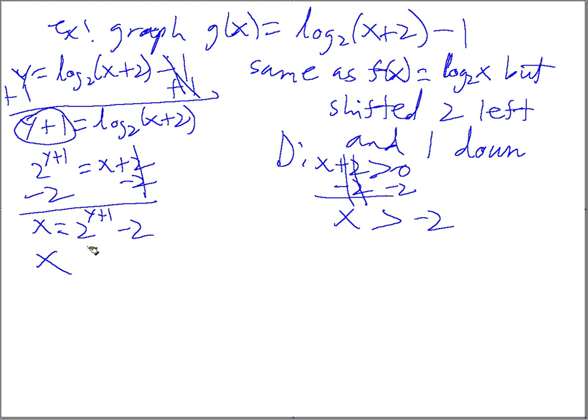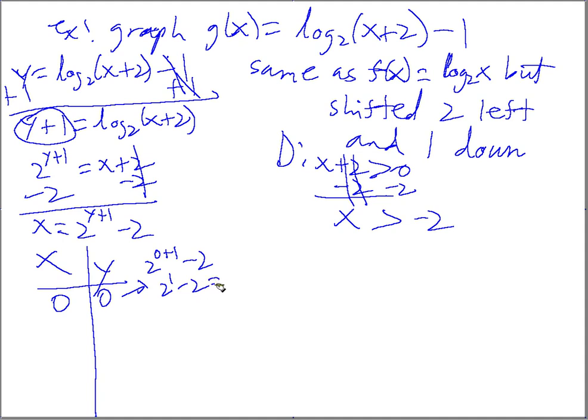Let's look at our table setup. But again, keep in mind the translation we talked about. It should work out either way. Okay, so let's pick y to be 0. So what's it going to be? 2 to the 0 plus 1, and 0 plus 1 is 1. 2 to the 1 is 2. 2 minus 2 is 0. So 0, 0, the origin. If you want to show the work, it's 2 to the 0 plus 1, minus 2. This is 2 to the 1 minus 2, which is equal to 0, since 2 to the 1 is 2.